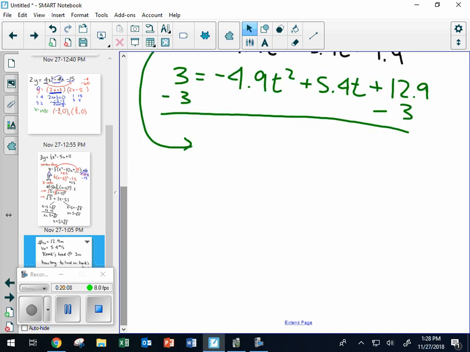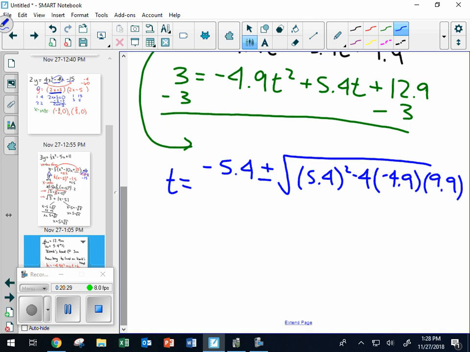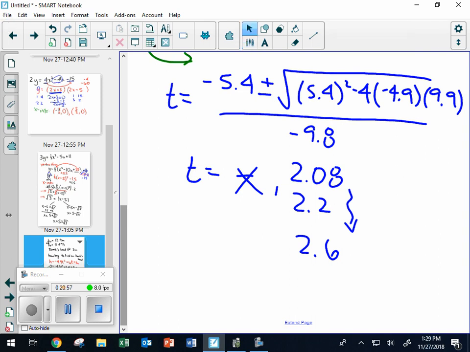And from here, if we are solving for t, what formula do we have to use? Our quadratic formula. So we'll have the opposite of b plus or minus the square root of b squared minus 4 times a times c. If you take this and you were to solve it out, one of your times would be negative, and we don't want the negative one. The other time would have been something like 2.08, or you could have gotten something that's like 2.2 or anything up to about 2.6, I believe, depending on how you rounded it.